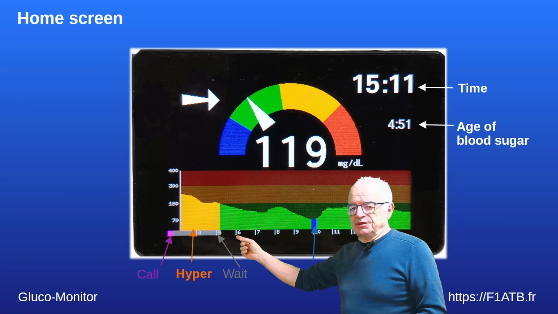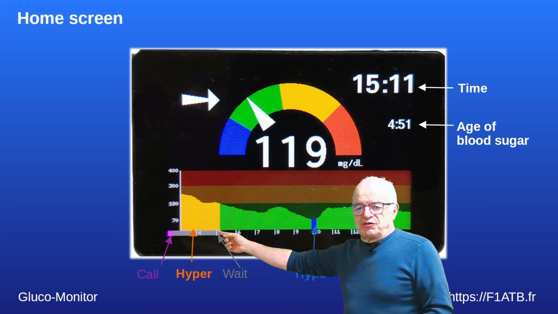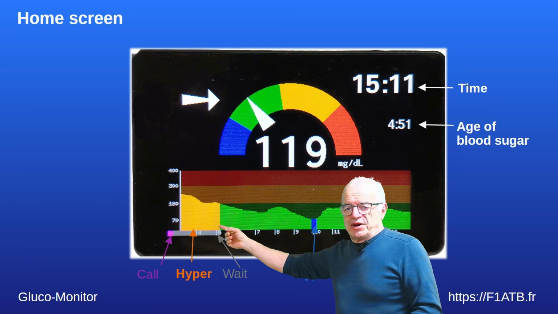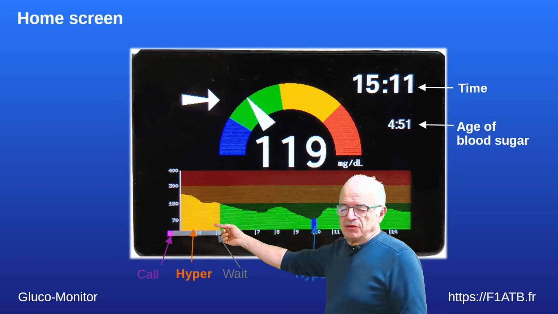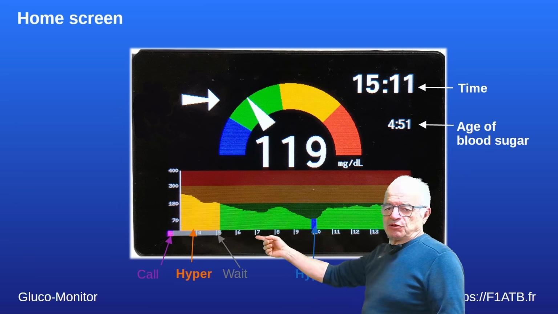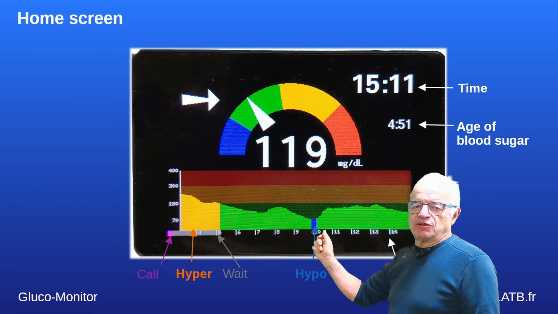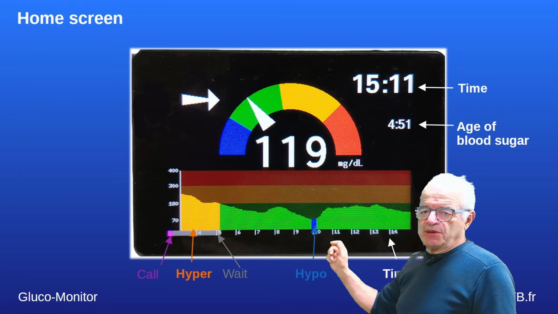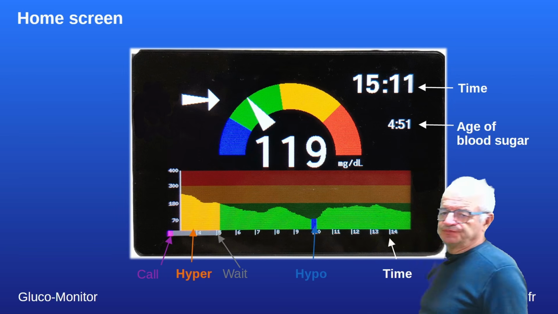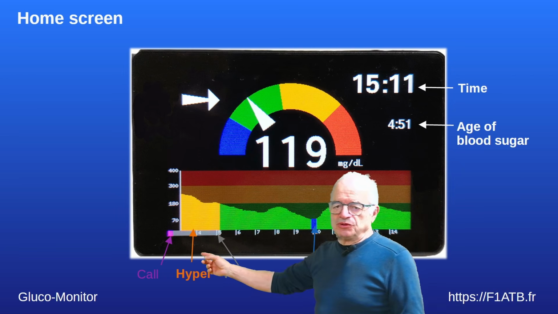On the bottom of this screen, you have the historical values during 10 hours of the glycemia, the blood sugar. You can see, for example, in orange here a period where we have a hyperglycemia, and then a green zone where glycemia is correct, and a blue zone where we have a small hypoglycemia, and then again a green zone.